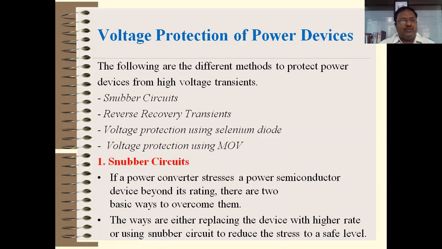Now, as we know, the line voltage is continuously fluctuating. The typical value of line voltage is 230 volt, but we know that the line voltage is continuously varying. It may be sometimes 230, 240, 260, 280 even. Sometimes the line voltage is increased up to 280.